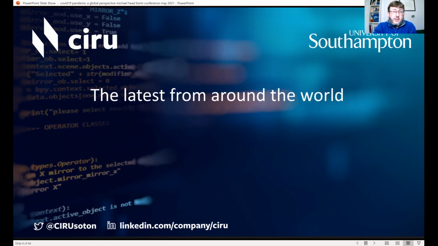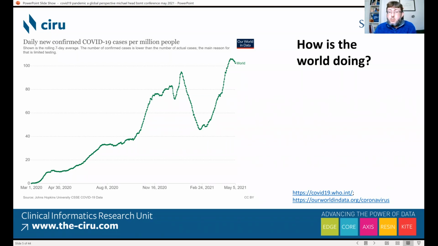So in terms of what's going on right now, this is what the world looks like at the minute. How is the world doing? Not very well currently. You can see that the confirmed cases per day is essentially as high as it's ever been. And we've got a tiny little downturn right at the end of the graph. Hopefully, please, let's hope that continues. But there is a lot of COVID-19 out there at the minute.